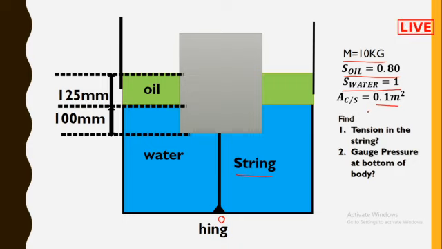Second, it is asking what is the magnitude of the gauge pressure developed at this bottom part. Let's proceed with this problem. This is the free body diagram. If you draw the free body diagram of the block, the weight of the block will act in the downward direction.